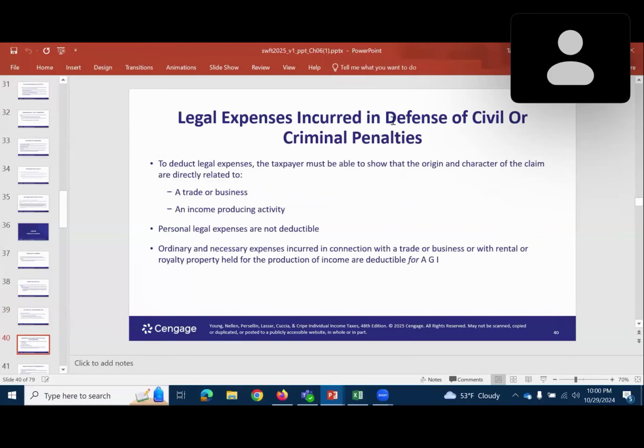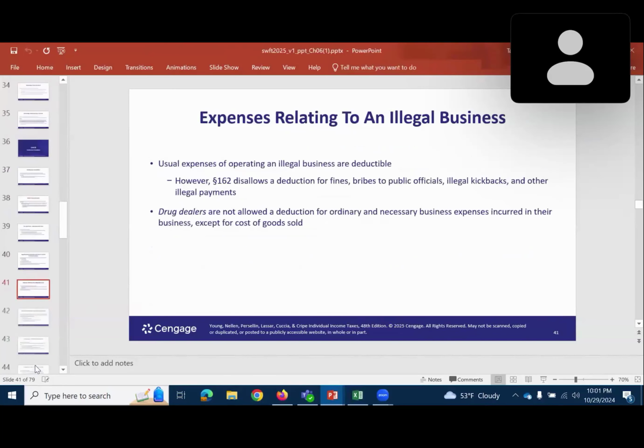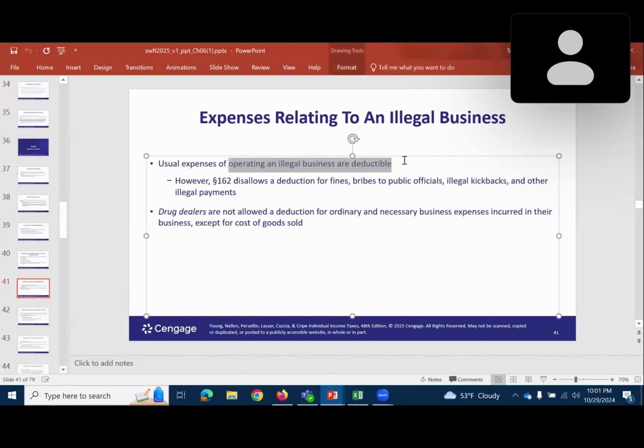Legal expenses incurred in defense of civil or criminal penalties. First of all, it's got to be from a trade or business or income producing. To deduct the legal expense, you must be able to show that the origin and character of the claim are trade or business. Personal legal expenses are not deductible. They have to be ordinary in the course of business. If you have an illegal business and you have expenses, they're not deductible.